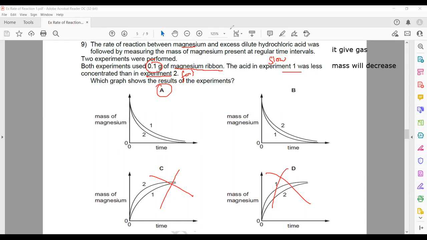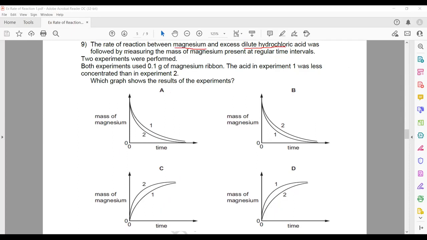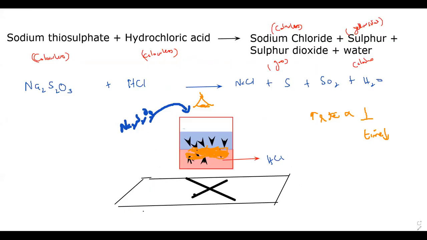Look, in the question, the rate of the reaction between magnesium and acid was followed by measuring the mass of magnesium present at regular intervals. So we are measuring the mass of magnesium at regular intervals, time to time. Because magnesium is reacting with acid, what should happen to the mass of the magnesium?